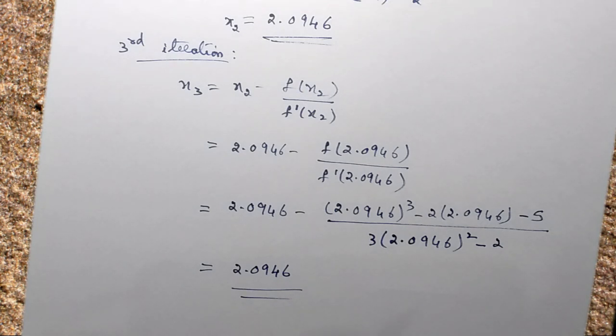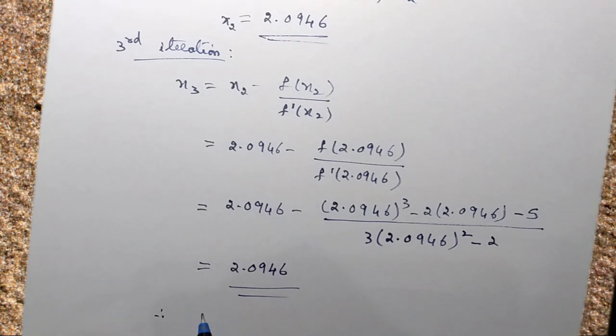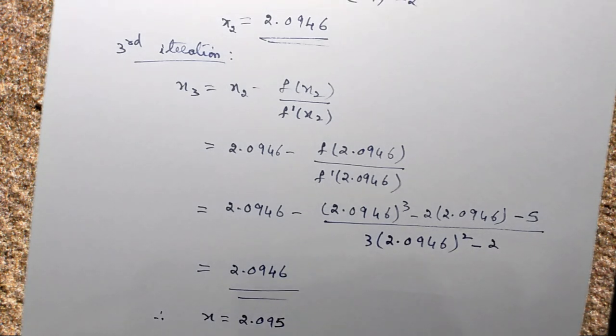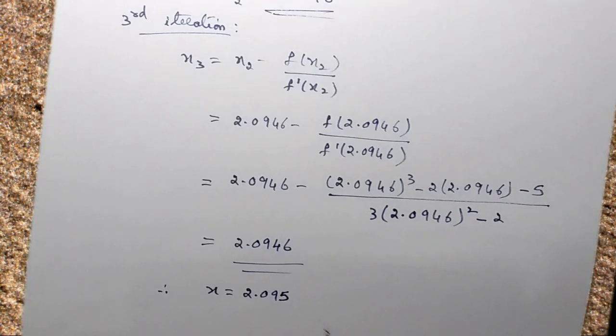So the final solution for this will be equals to, therefore x will be equals to 2.09, because he says up to only 3 decimal place. So this 4th decimal place have to be cut, because it is greater than 5. You need to add 1 to the previous decimal place. So we'll get x to be equals to 2.095.